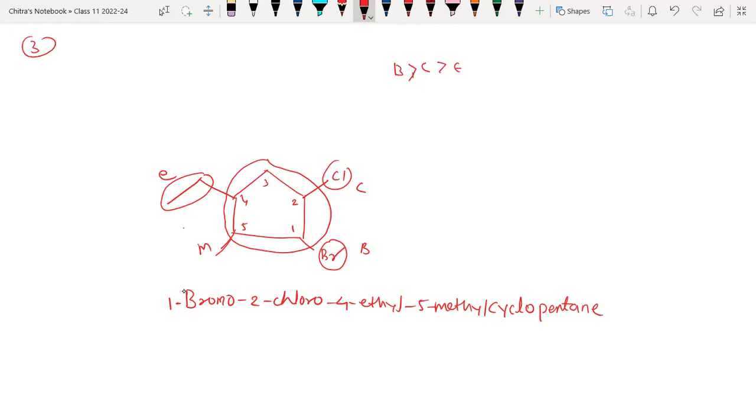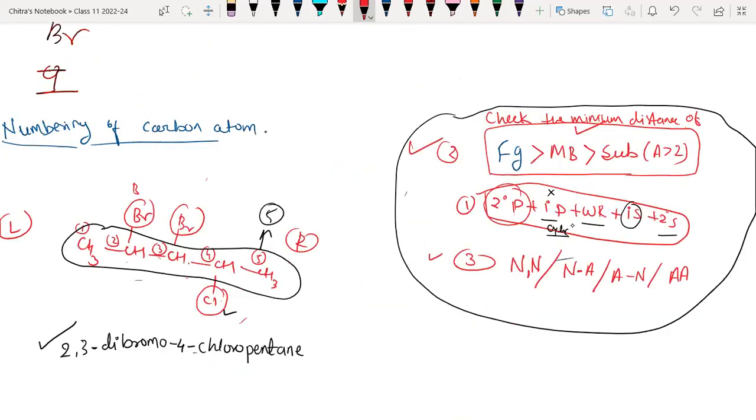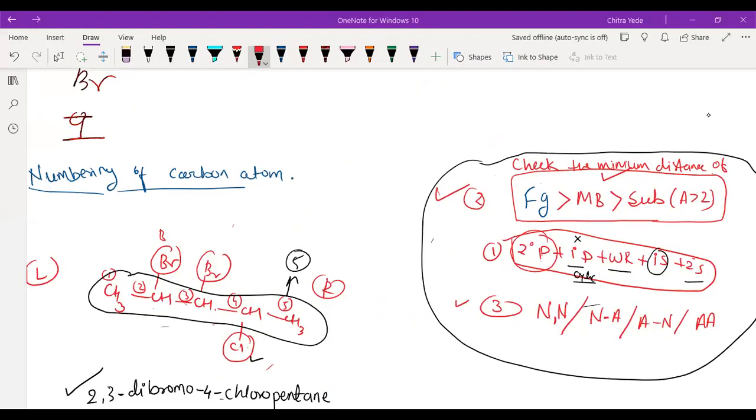Easy? Yes, sir. I also got the same. So you have to just follow whatever instruction I have given you here. These are the capsule for writing IUPAC name. Okay, you won't find any sixth thing except that.